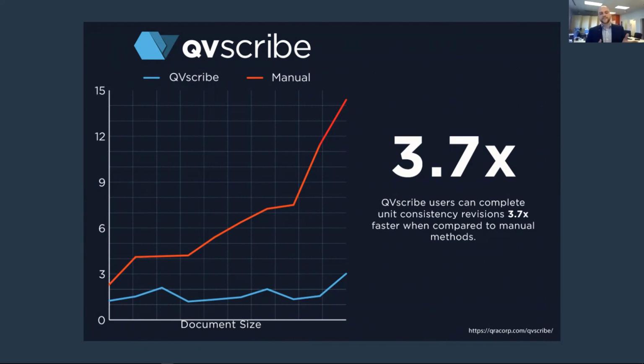And what's interesting here is as the document size increased, the amount of time that it saved actually increased more and more. So manually, the longer the document, the longer it takes to do this. Whereas with QVscribe, even on large documents, you can quickly review all of the times that units have been used to make sure that they're used consistently. So that's that upfront time savings of it just taking less time in general to write your requirements from the beginning. And then later on, you get the benefit of having those high quality requirements included.